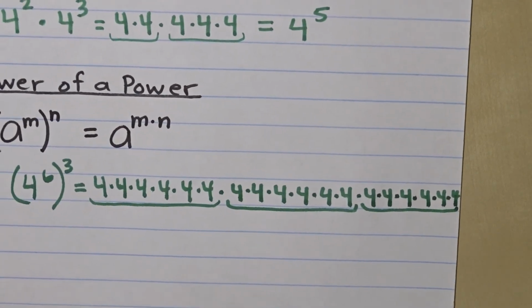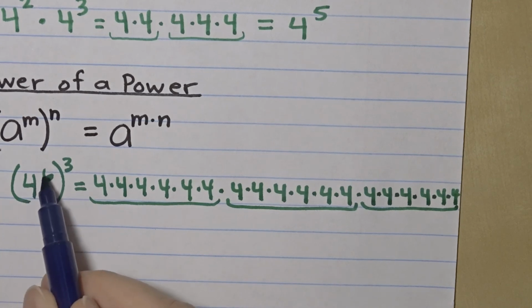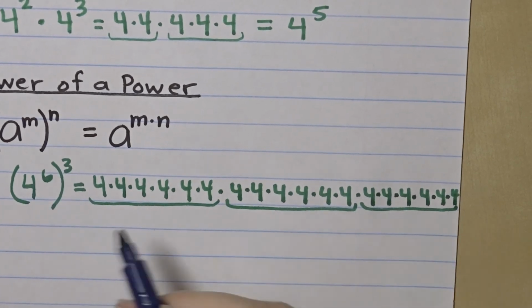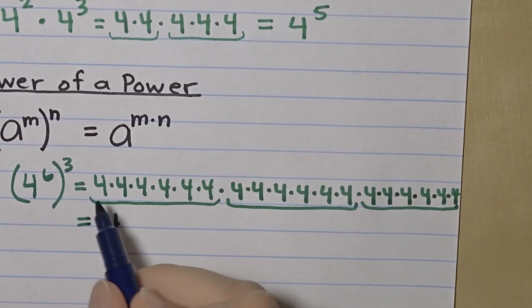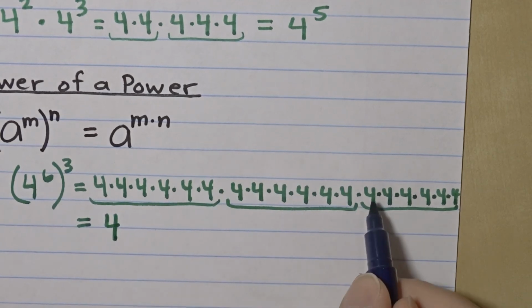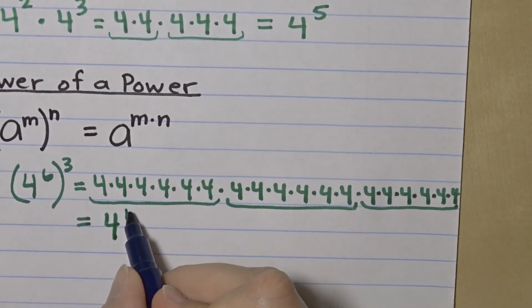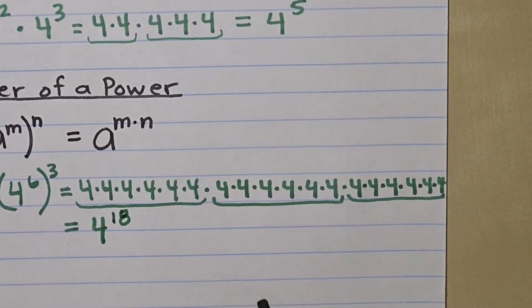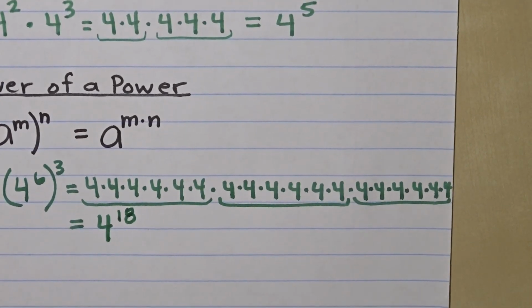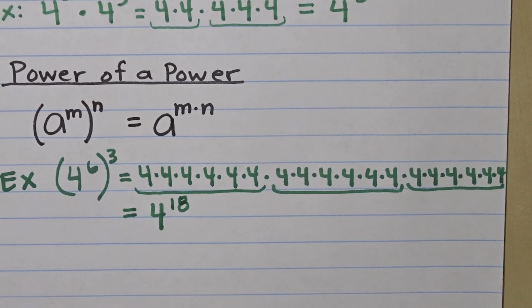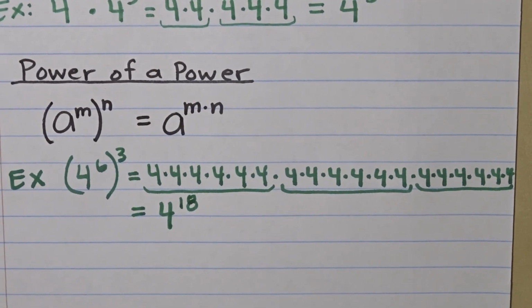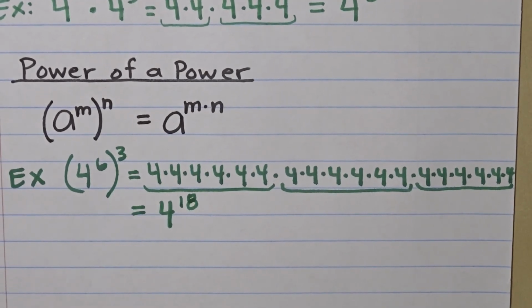So if you notice, doing 4 to the 6th 3 times leads me to how many 4s altogether? 6 plus 6 plus 6 gives me 4 to the 18th power. Now, you realize we didn't have to write it all out. I could have just said, what's 6 times 3? 18. So that's the idea. It's saving us all that time, and it's just a rule that we want to use because no one wants to spend time writing it all out.